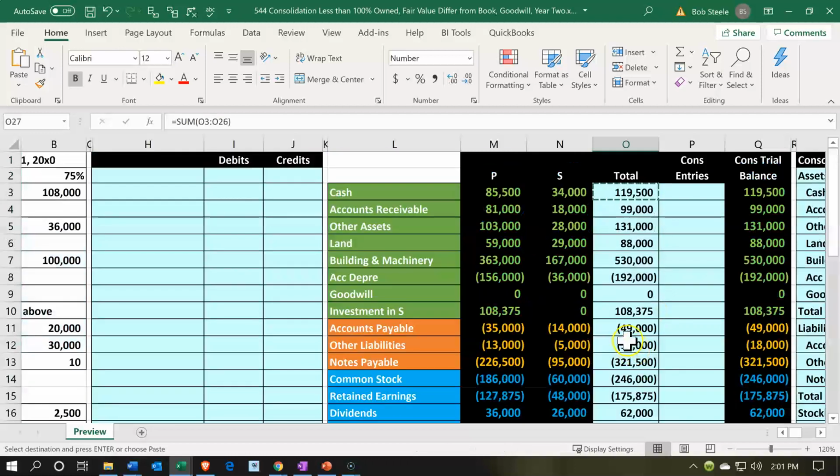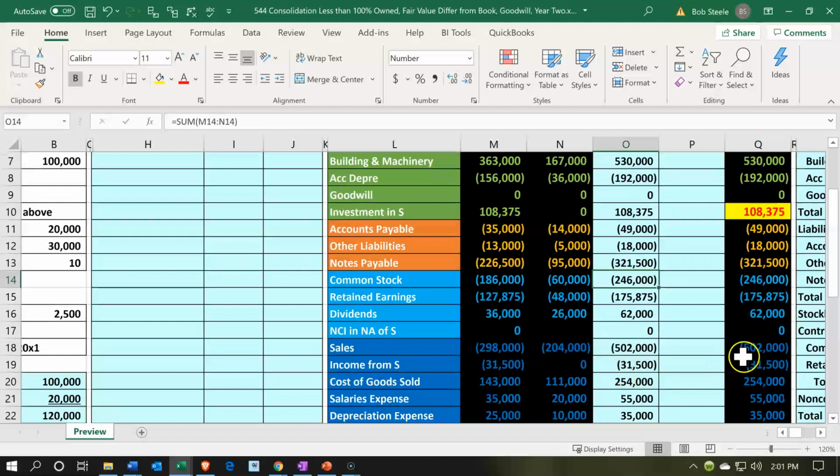Then I'm going to say, hey, I want to focus in on this account. So I'm going to make it yellow and red. So that needs to go to 0 at the end of the day. That's one of our major check figures, as is this account. That needs to go to 0 at the end of the day. So I'm going to keep those in place here and mark them off.